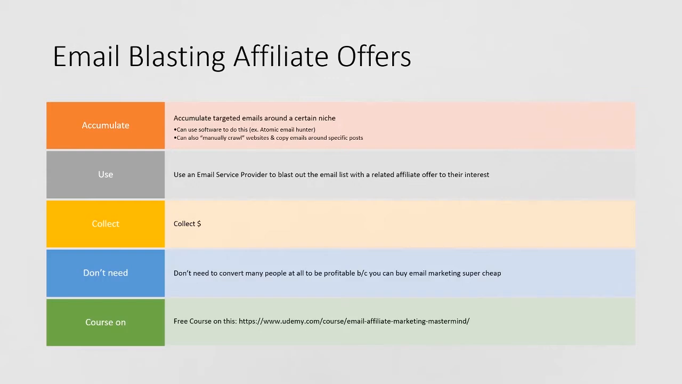right? So with email blasting affiliate offers and with email blasting CPA offers, like we're going to go over in the next lecture, you were basically accumulating a list of people that hadn't opted in, that had shown interest in a particular niche or subject, and then you were sending out a mass email to all those people with an affiliate offer, right? Now, you didn't have to convert a lot of people to make a little bit of money. You only had to convert a couple people because it's super easy and super cheap to send a mass email out. All you had to do is convert a few people and then you're profitable.